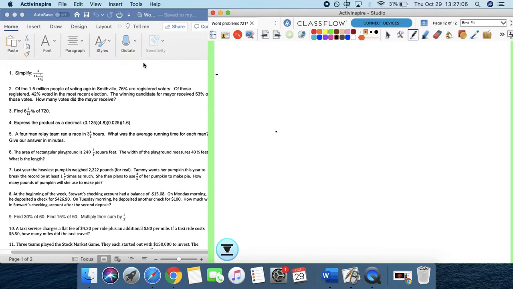So the first one, I wish I could see. It's so tiny. Good thing I have a copy. So the first one looks like this: 1 over 1 plus 1 over 1 plus 2/3. Is that what it is?